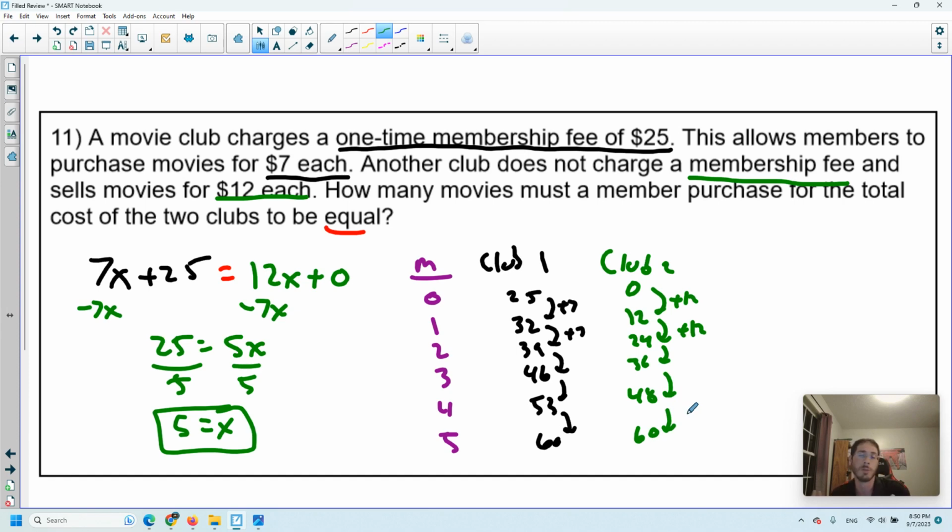You could also try guess and check. Let's say you guess 10 right away. You'd see this is 70 plus 25 is 95. This would be 120. So for 10, you know that the green one is too much. So 10 is probably too much, because if you pick 0, the black one is 25 and the green is 0. So you know it's got to be somewhere between 0 and 10. You just guess and check until you get to the end. And that's it. Kind of cool.